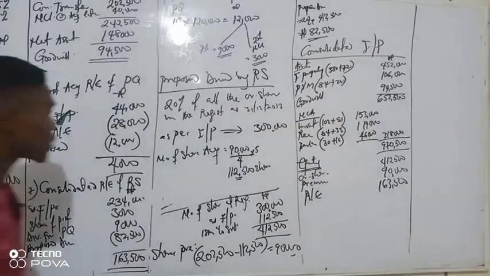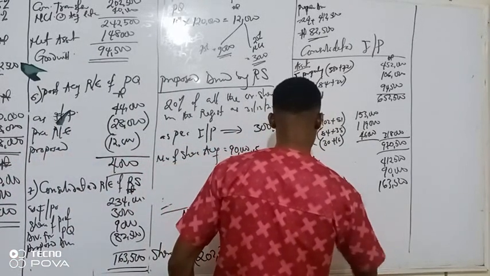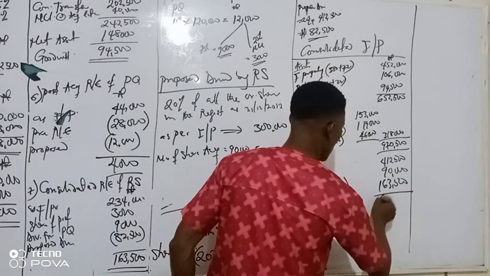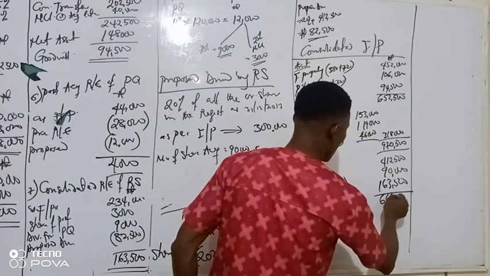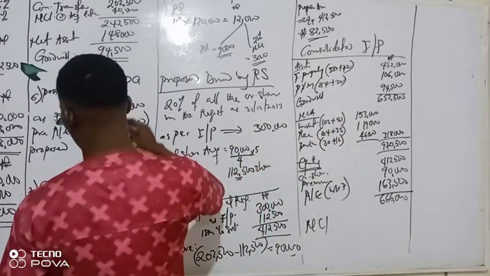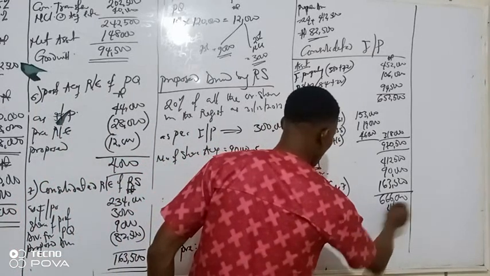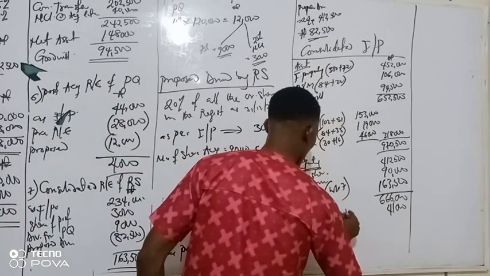Our total retained earnings now, our total share, this is what? Working 7, abi? 666,000, abi? Our NCI, working number 4, 41,000. That's working number 4.